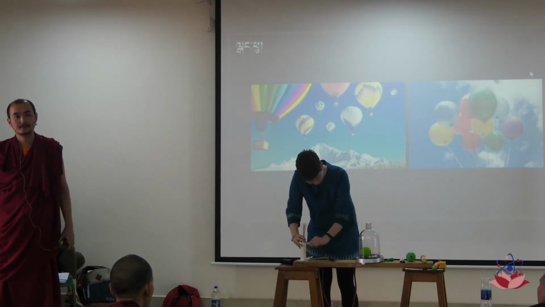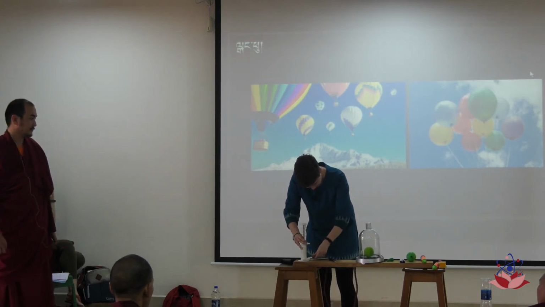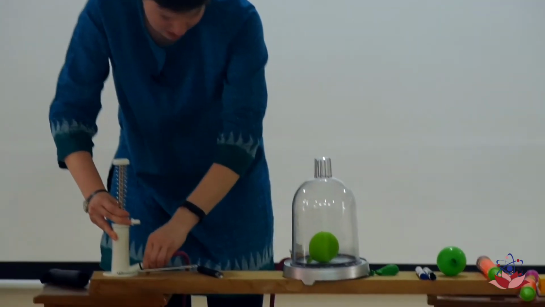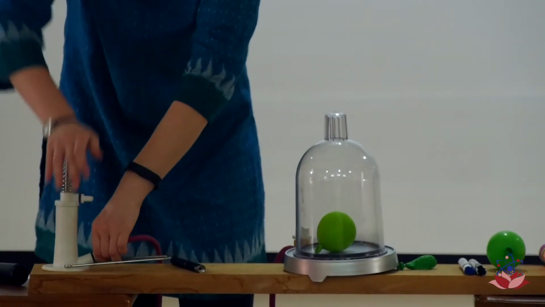I'm going the wrong way. I don't think I can pressurize it, but I'll try.